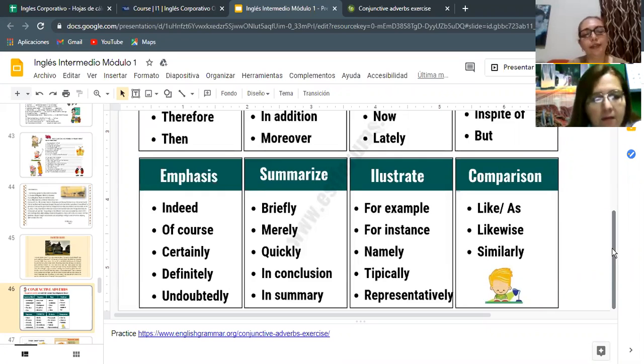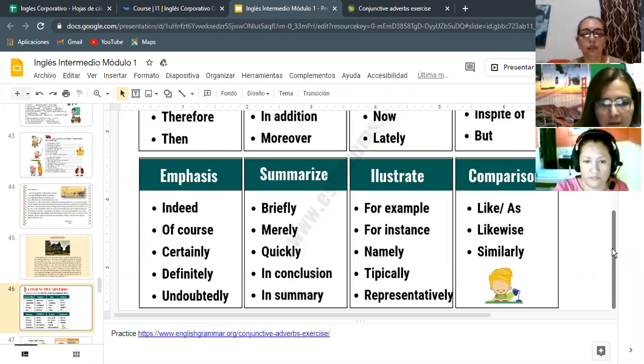Certainly, we are going to be able to pass the English class if we study, for example. Definitely, that is another word that we use when you want to emphasize something that might be happening. Undoubtedly, that is yes, when you are sure about something, right? So you emphasize that this is going to happen.